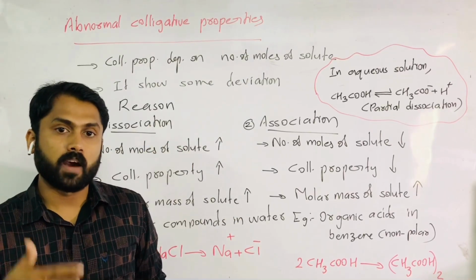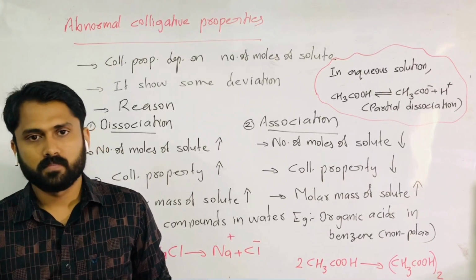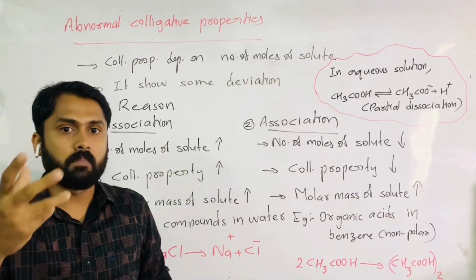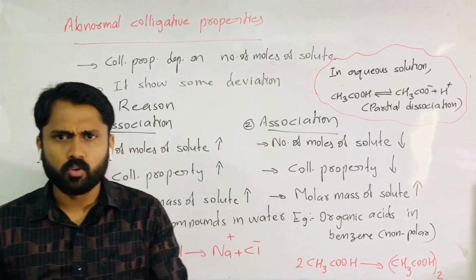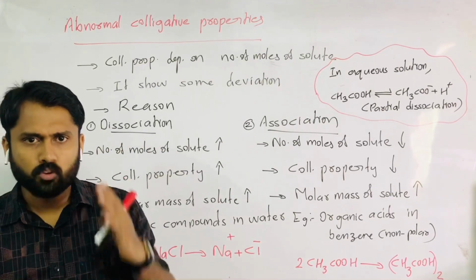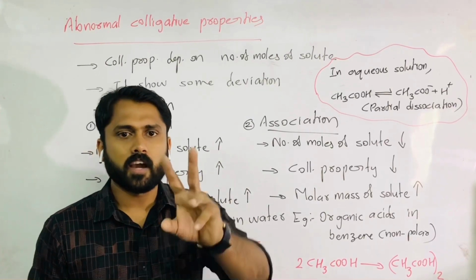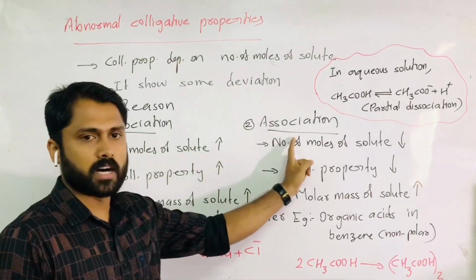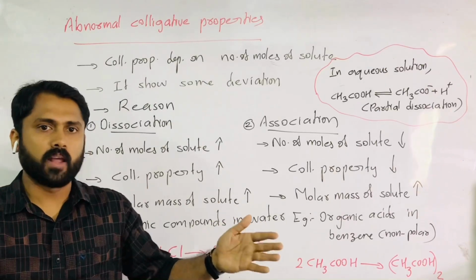Colligative properties have another feature: they are independent of the nature of the solute. So they depend on the number of moles of solute and are independent of the nature of the solute. But in some solutions, there will be some deviation in colligative properties. It has two reasons. Number one, dissociation. Number two, association.